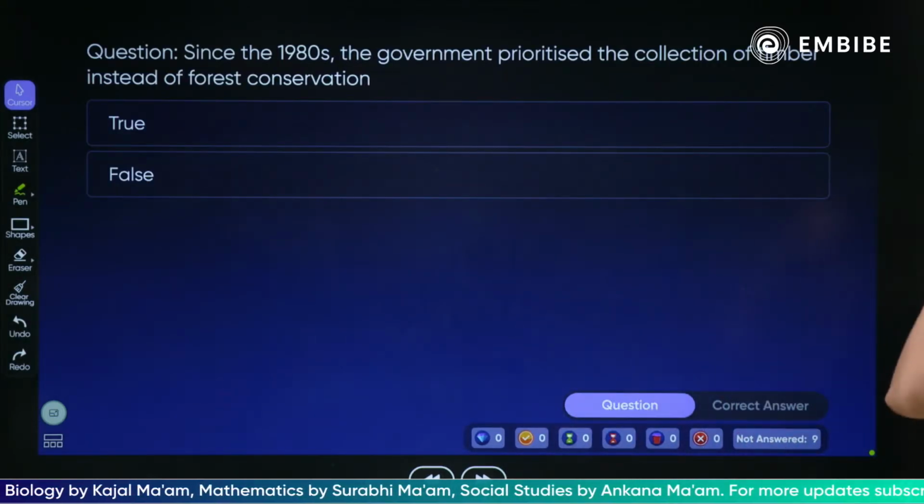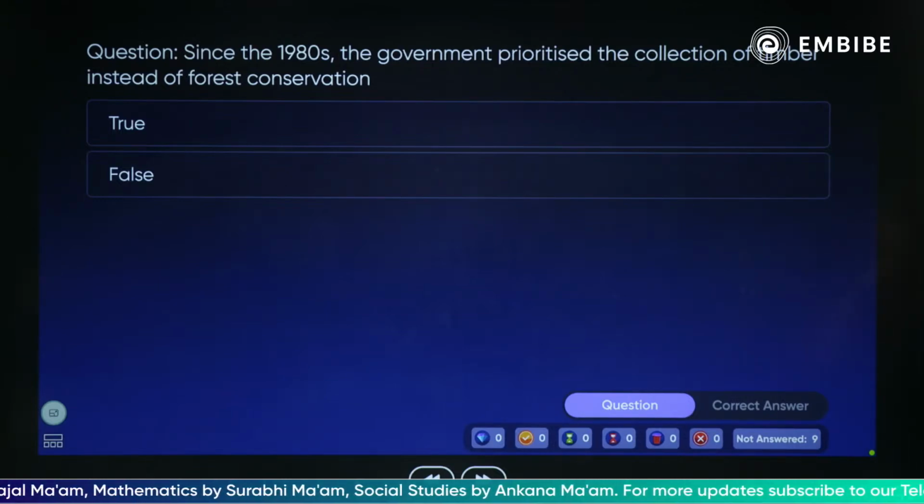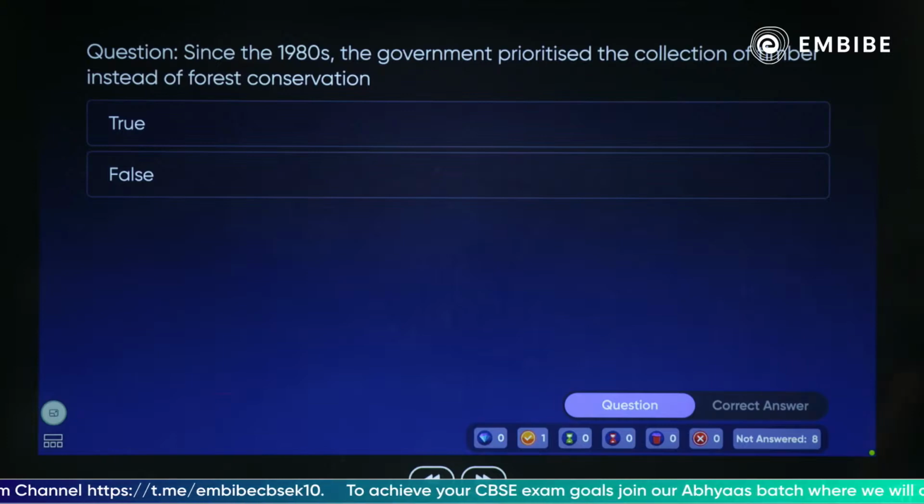So let's quickly answer this question. Since the 1980s, the government prioritized the collection of timber instead of forest conservation. Is this true or is this false? 1980 onwards हमने देखा है कि सरकार ने ये कोशिश की है, ये प्रायोरिटाइज करने की कोशिश की है कि लकड़ी जो है वो ज़्यादा कलेक्ट हो सके और फॉरेस्ट कंजर्वेशन पे ज़्यादा ध्यान नहीं दिया है. Is this true or is this false?